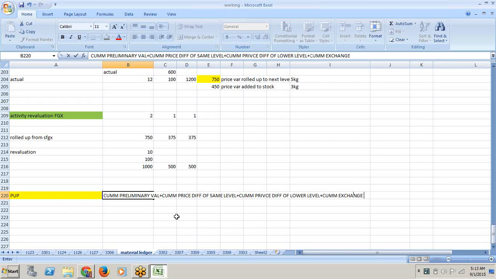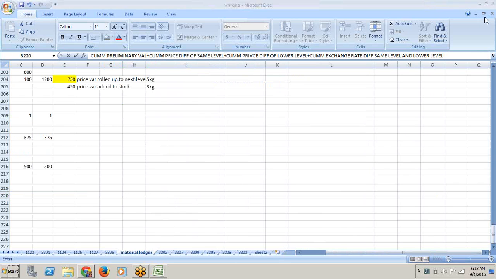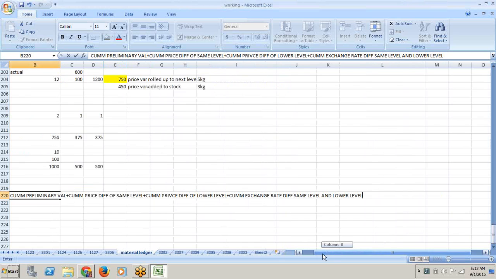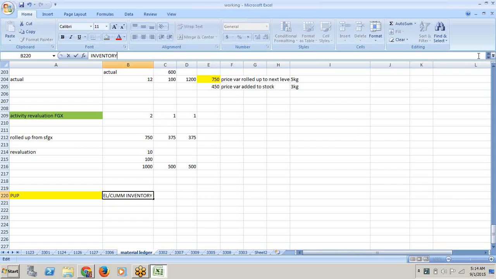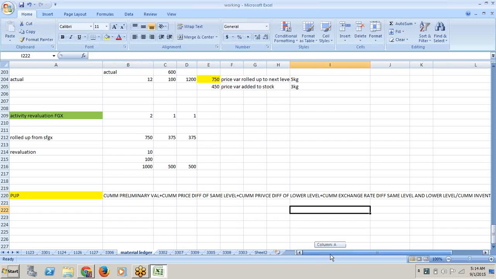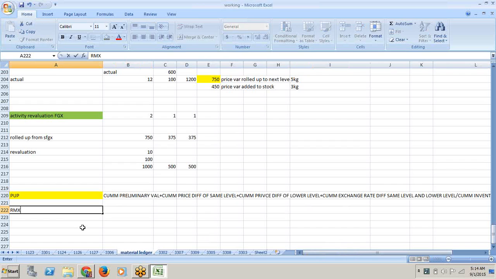plus cumulative exchange rate, if there is any exchange rate difference, both at same level and lower level, divided by cumulative inventory. This is the formula for PUP. Now we will calculate this PUP one by one in this multi-level price variance. First is RMX PUP.